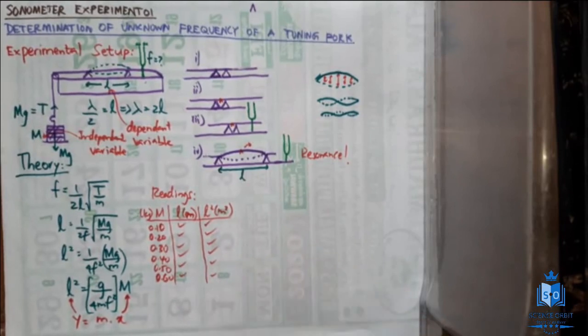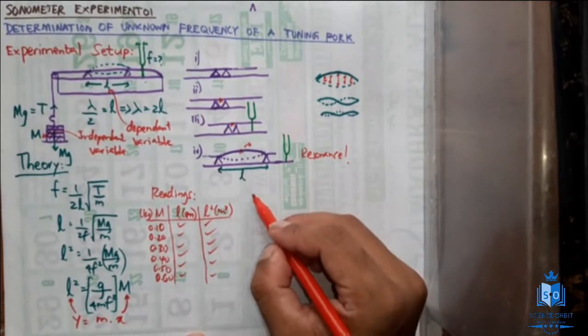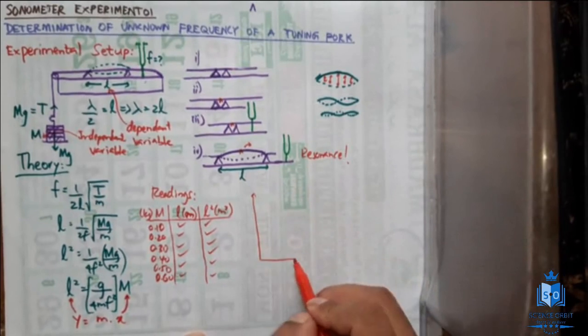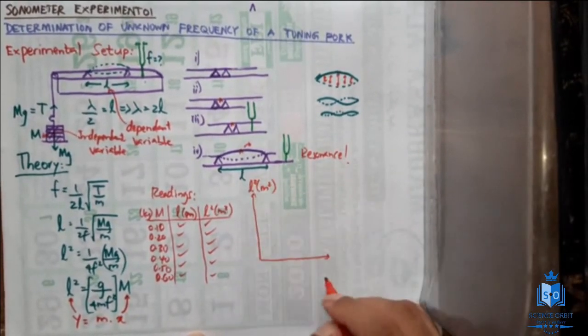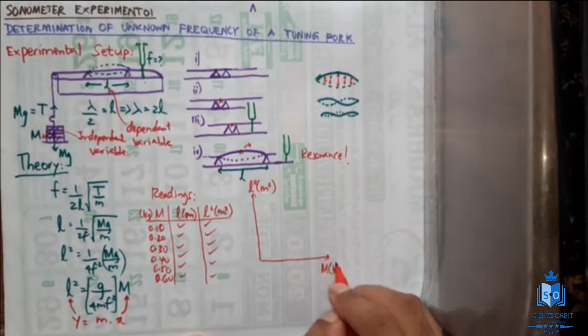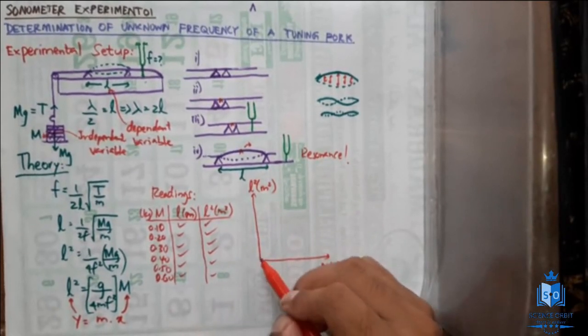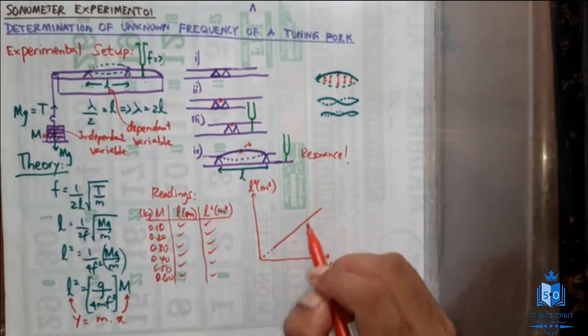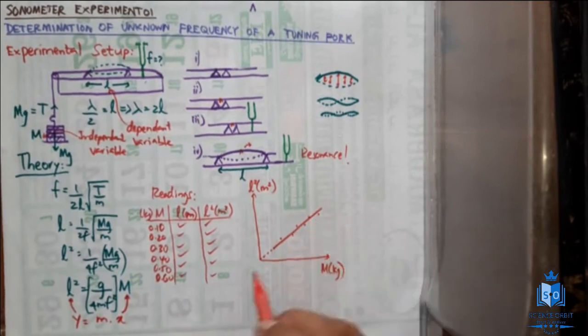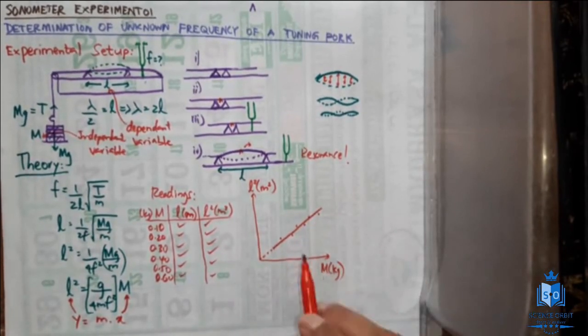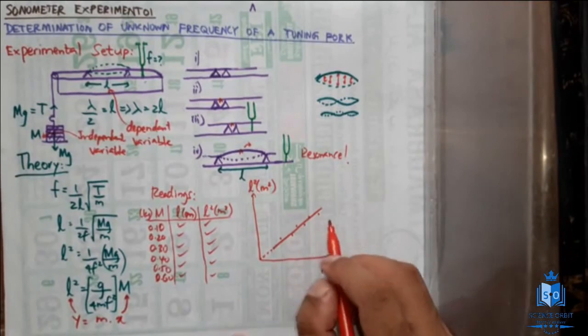You plot the graph, while taking L squared on the y axis, in meter squared, and capital M on the x axis. So, when you plot the graph, you should be getting a straight line like this. Initially, you will get random points, and then you will choose the best fitting line and draw the graph. Okay. Now, from the graph, we can take some results.